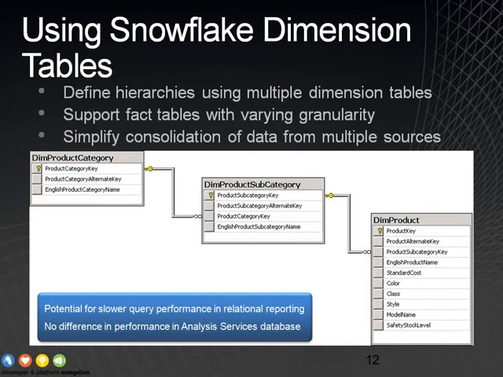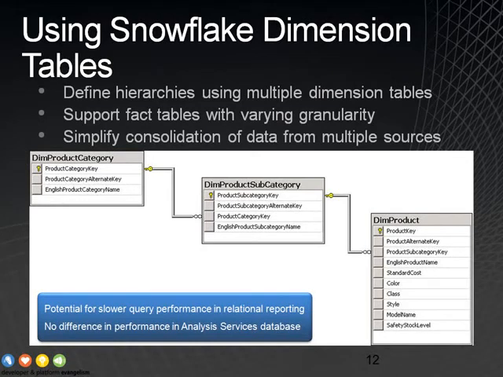For example, in relational reporting, it has the potential to slow down your query performance, but if you're using this particular structure only for the purposes of building an analysis services cube, then that snowflake really only impacts you during the processing of the database, which is not something that the user would be aware of. And in terms of query performance, there really is no difference because the query would be going against a completely different structure.